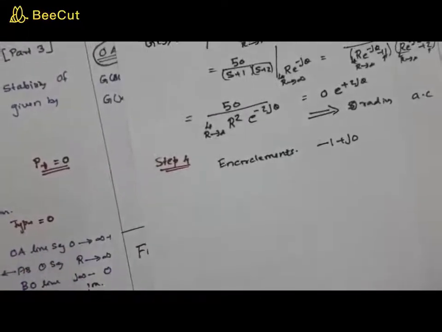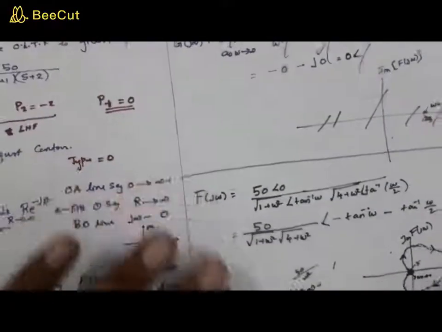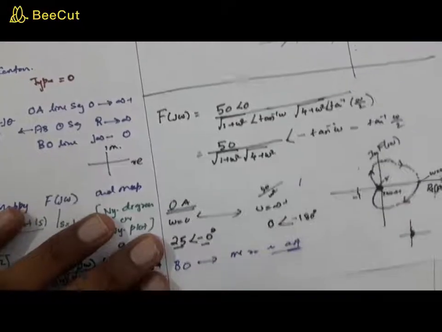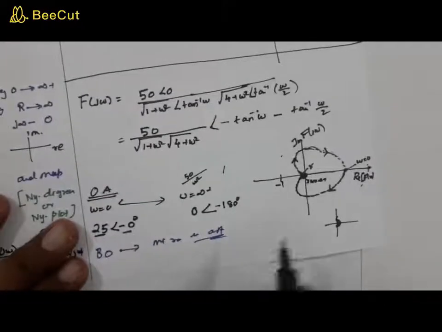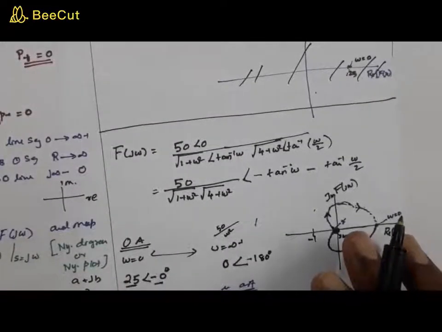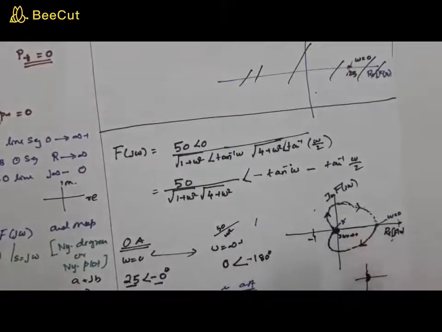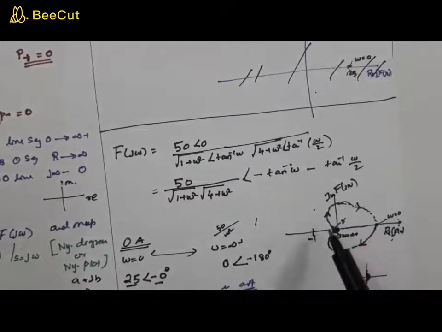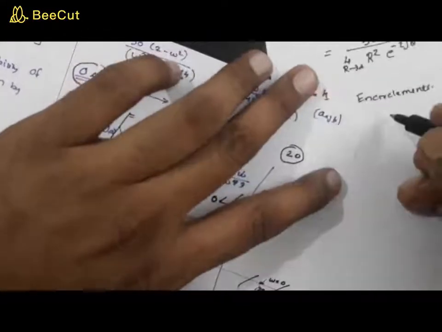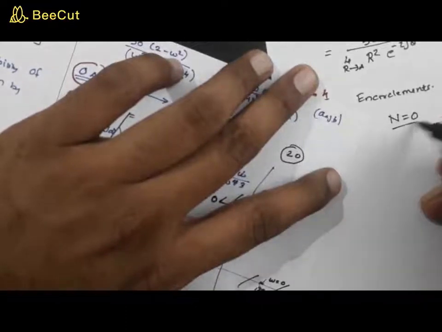Now let us see the number of encirclements around the point minus 1 plus j0. In this figure, minus 1 plus j0 comes over here, right? This figure shows that in no way is it going to encircle this point minus 1. So what is your N? You got your N to be equal to 0.